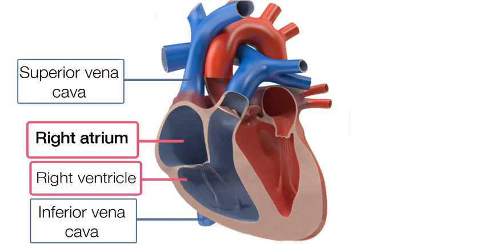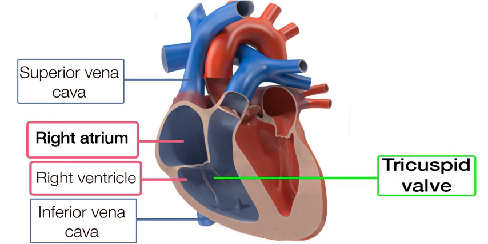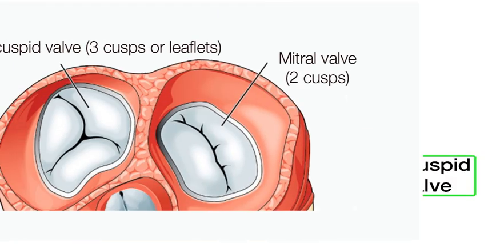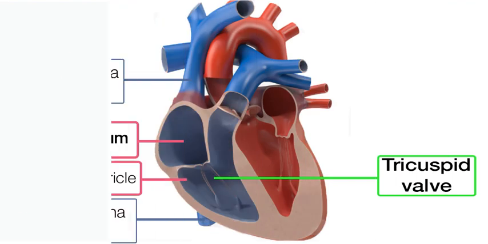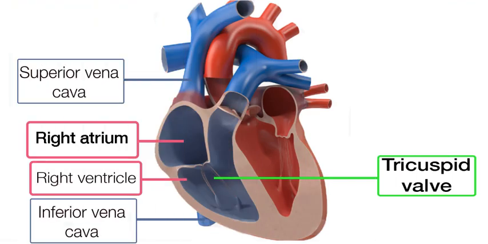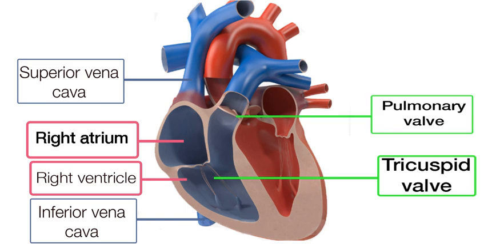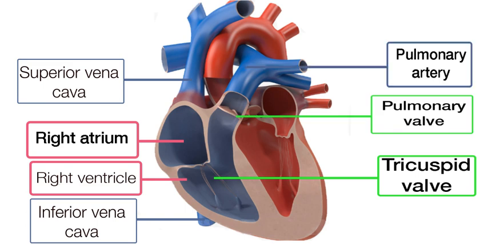For this to happen, the blood is squeezed through a valve that connects the atrium and ventricle called an atrioventricular valve, or AV valve. On the right side of the heart, this AV valve is also known as the tricuspid valve, as it has three flaps or leaves, which can be seen here. Once the ventricle is full of blood, the blood closes the tricuspid valve, preventing blood from flowing backwards into the atrium.